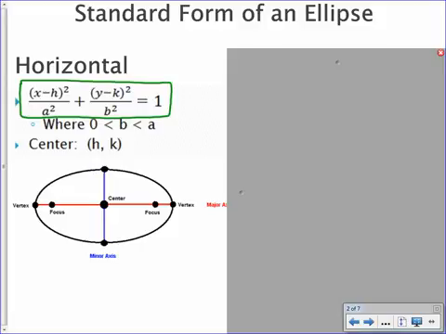Now you're writing down that A is bigger than B. Okay, that's always going to be true for an ellipse. That's talking about this guy right here. If the bigger denominator is associated with the x, that means it is longer horizontally. If the bigger number is associated with the x, it is longer horizontally. Now, this guy is our center right here.